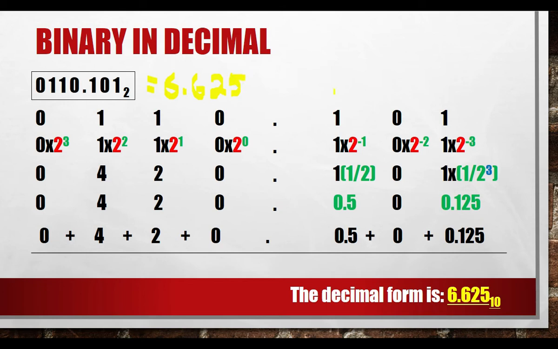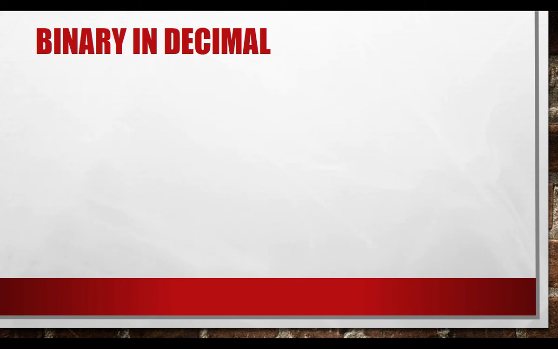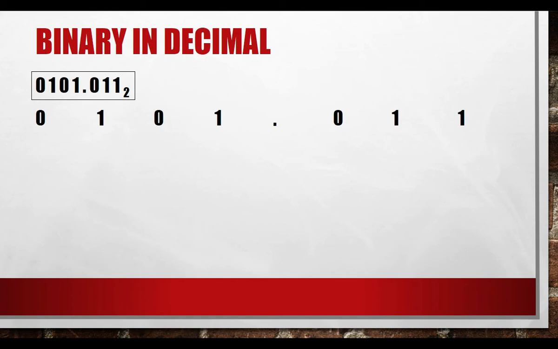Okay, so let's have another example. This time, let's try this binary number, 0101.011. Let's rewrite this with a big space between each bit. And then let's start working on the first bit. We will multiply the first bit with 2, the second bit with 2, and again, the exponents are increasing by 1.